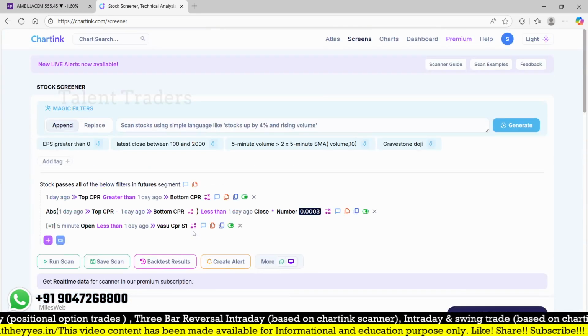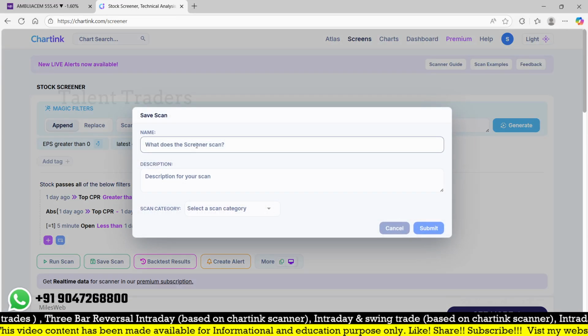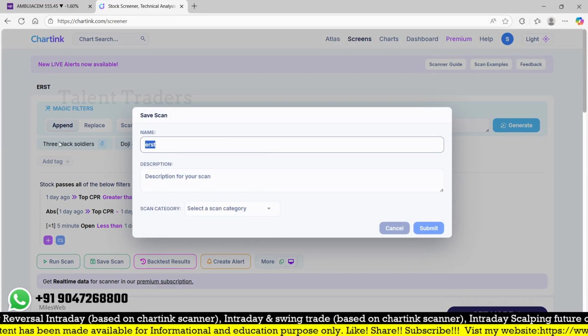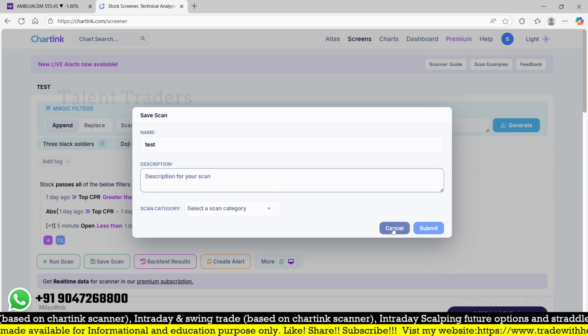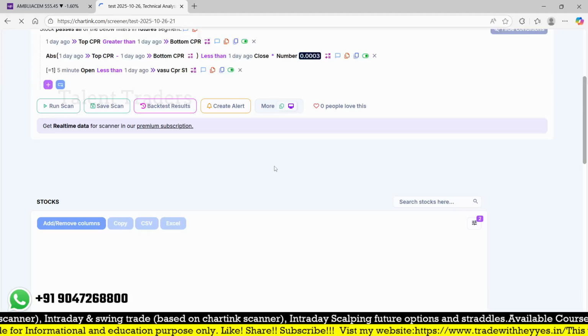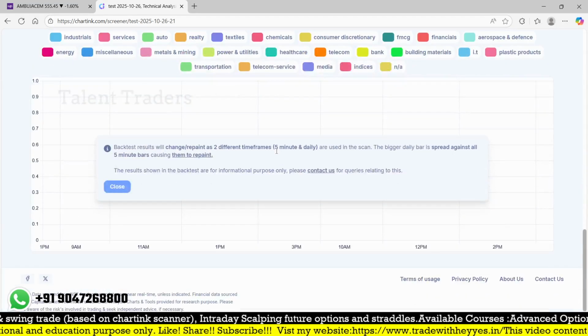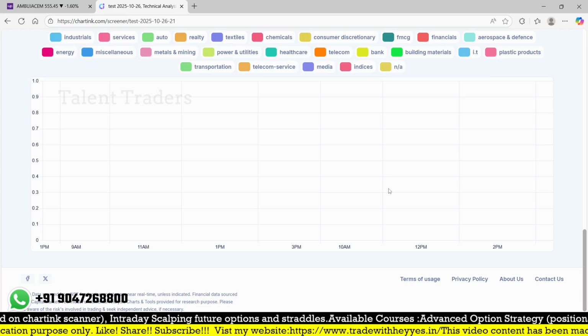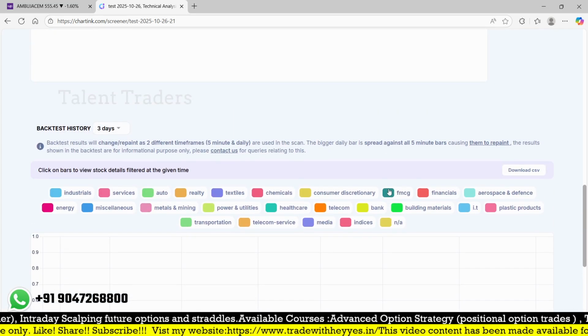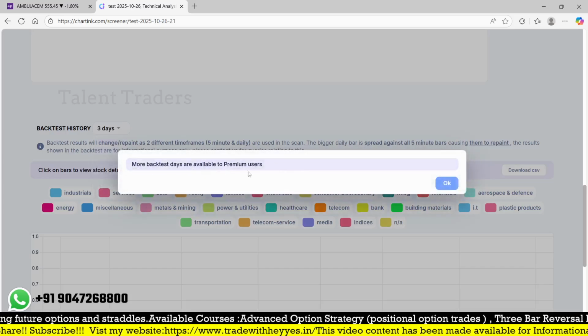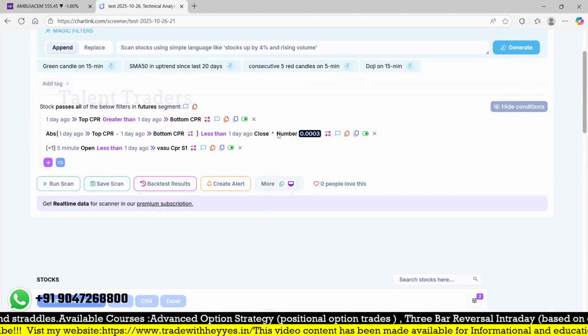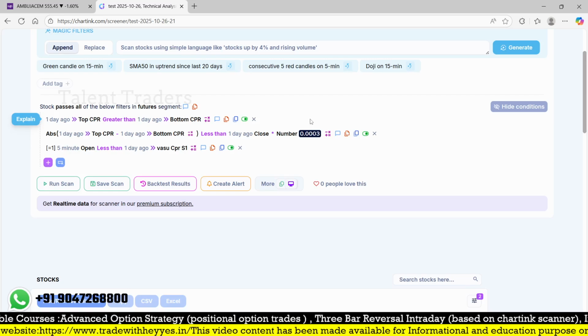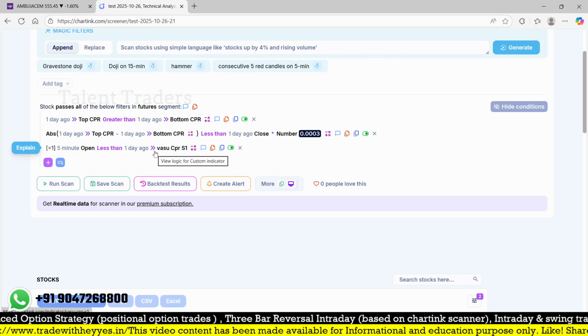So I didn't find any stocks here. First we need to save the scan. It will be shared here in the premium group. Okay, so let me check, run the scan. There are no stocks. No stock in the last 3 days, more than a week, it requires the premium version. Okay, but recently we didn't find any stocks at this moment.